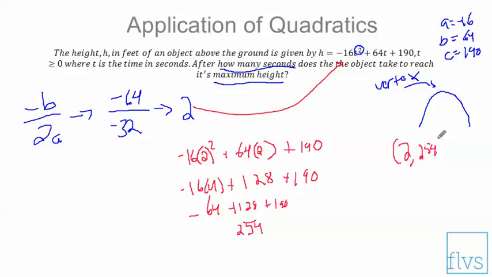That's the mathematical answer, but we now need to look at it from the real world context. It's asking after how many seconds does the object take to reach its maximum height? So the maximum height itself we know is 254 feet. How long did it take to get there? 2 seconds. So the x value gave us how long it took, the y value gave us how high it went. And that should help you with all your questions that you need for 2.01.